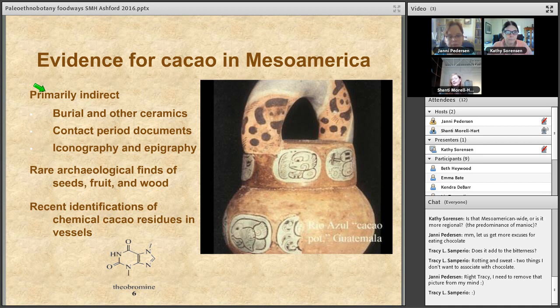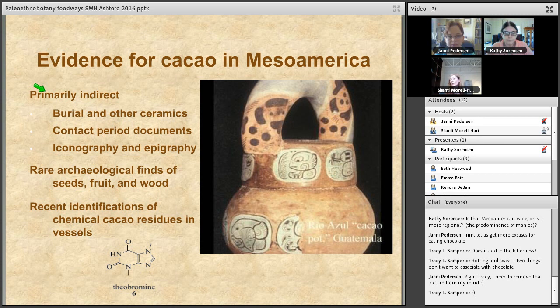But helpfully, cacao produces a very diagnostic chemical signature, especially in Mesoamerica. It is the only plant that produces theobromine. So when we find the chemical signature of theobromine, which is very closely related to caffeine, it's a pretty solid indicator that people were making use of that vessel or that tool or that location for processing or consuming cacao in some way. So we might find these chemical signatures.